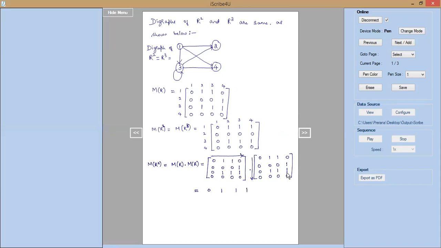Similarly, we continue doing the product. Second row with every column, third row with all the columns, fourth row with all the columns. I'll directly write down the result for you. You can just do the matrix multiplication and verify.